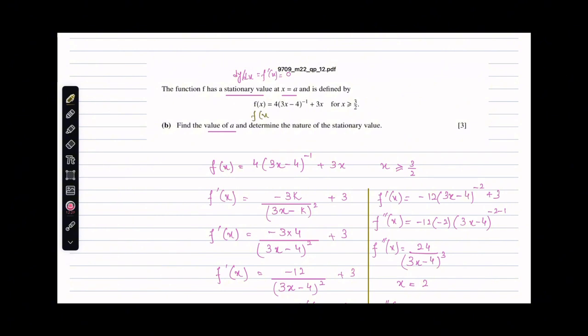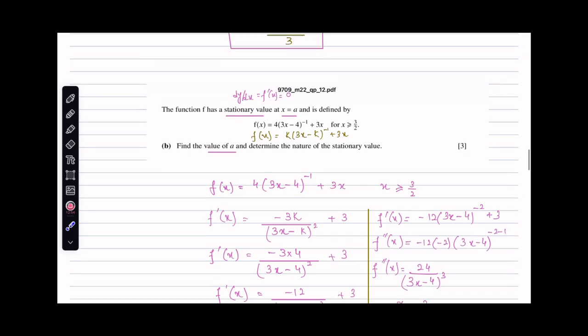So here what I can see is that in the first part our f of x, or the equation of y, was given as k times (3x minus k) to the power minus 1 plus 3x. And just in place of k, what I can see is that 4 has been substituted. Therefore, our f of x is now 4 times (3x minus 4) to the power minus 1 plus 3x. It's just a 3-mark question, so I should be saving my time here.